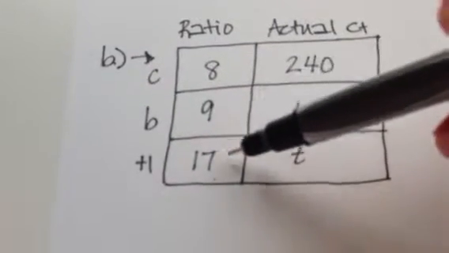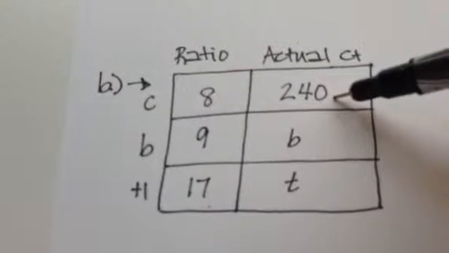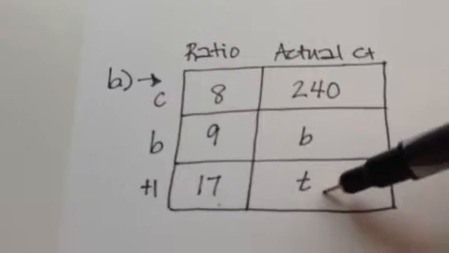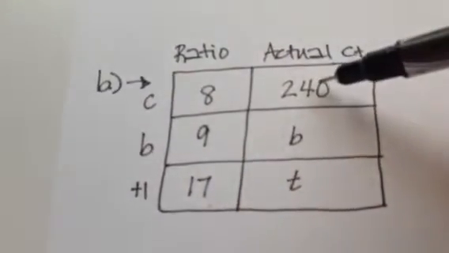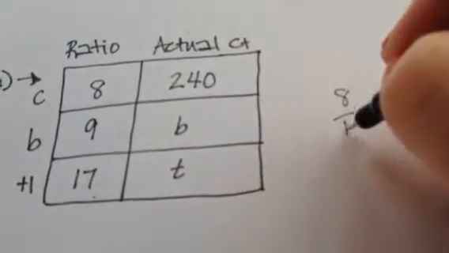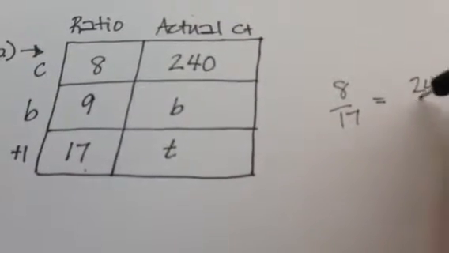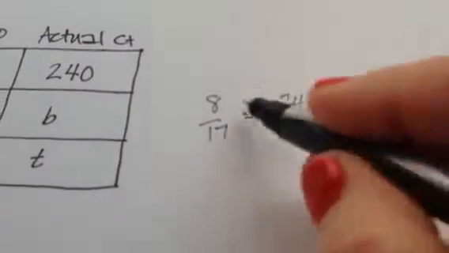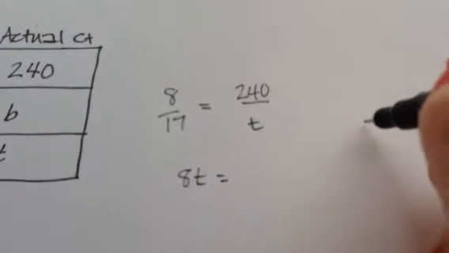8 to 9, so the total is 17 in our ratio. It's telling us they have 240 cans, and they want to know, well, what is the total? All right, so we're going to take this number, and then have it equal this number over t. So we have 8 over 17 equals 240 over this total that I need to find out. So again, I'm going to cross cancel, so I have 8t equals, what's 17 times 240?